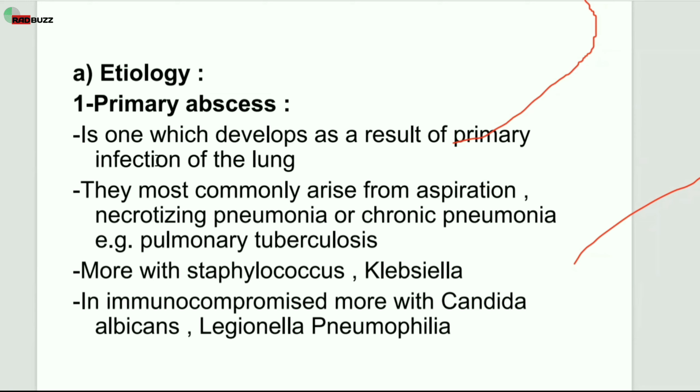Most commonly it arises from aspiration, necrotizing pneumonia, or chronic pneumonias like TB. TB can result in abscess formation. Very rarely though, Streptococcus and Klebsiella, hospital-acquired infections, where patients are admitted in the hospitals for long terms and go on ventilators, are more prone to abscesses. And immunocompromised patients, like cancer patients, diabetic patients, HIV patients, have Candida albicans, Legionella pneumophila.